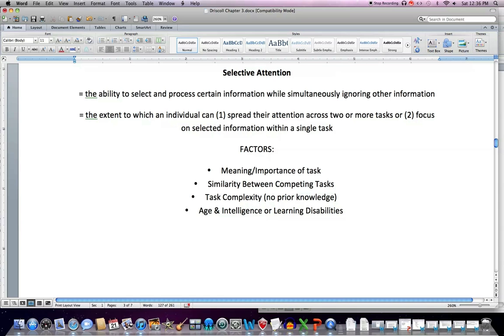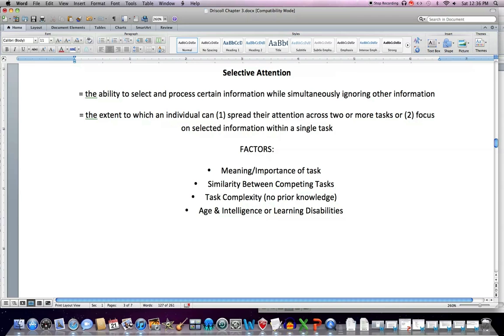input possibly coming from all around, sensory data. We can't pay attention to all of it. So selective attention is the ability to block out certain information so that the system doesn't get overwhelmed and focus on that which you choose to focus on.